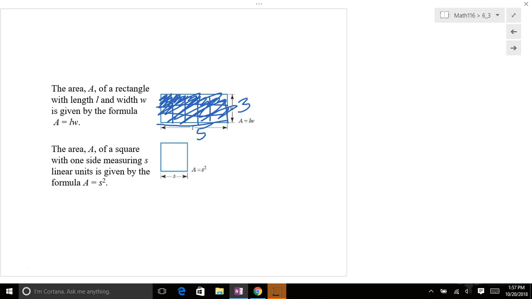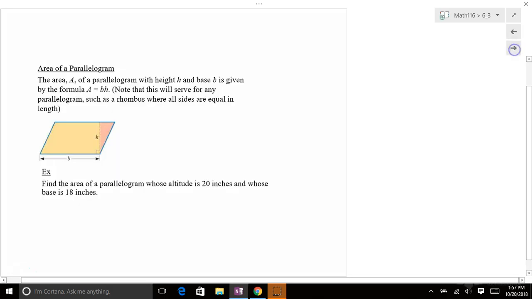If you have a square, on the other hand, it would be length times width, 3 times 3, or in other words, 9 square units total. For a parallelogram, you have the base times the height. Now the height, you have to be careful here. It's got to make a 90 degree angle, so you have to take the altitude there. That's your height for a parallelogram.